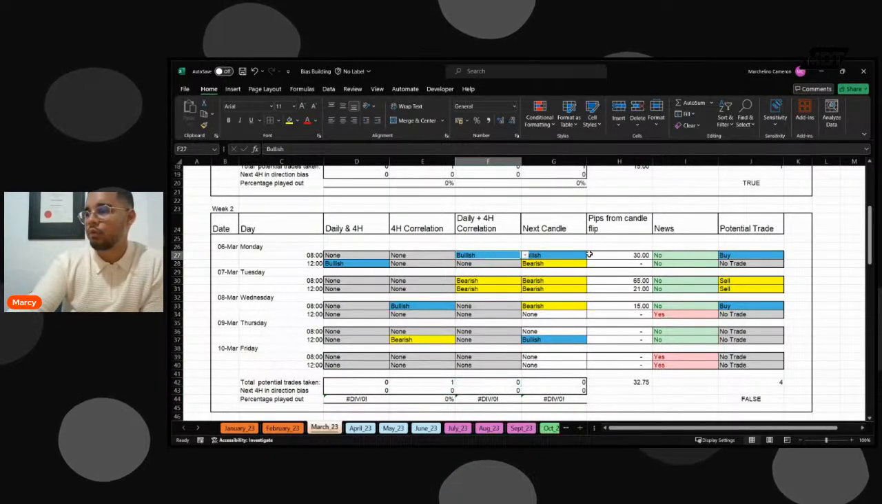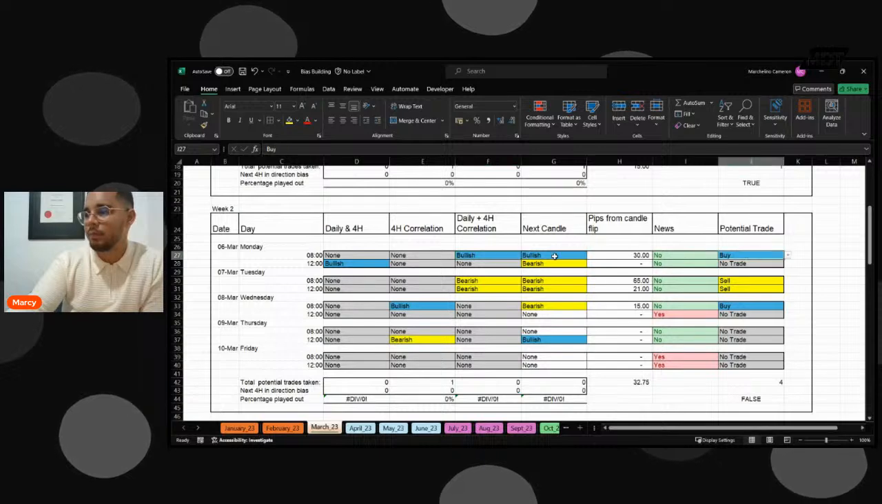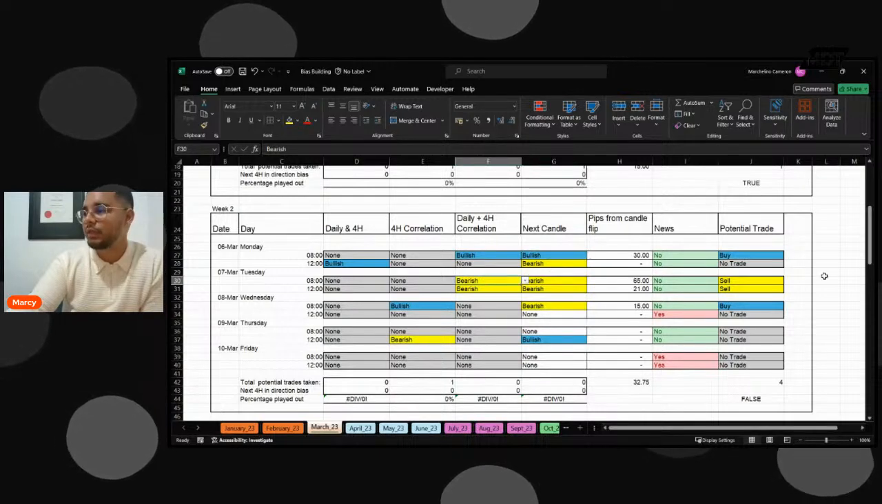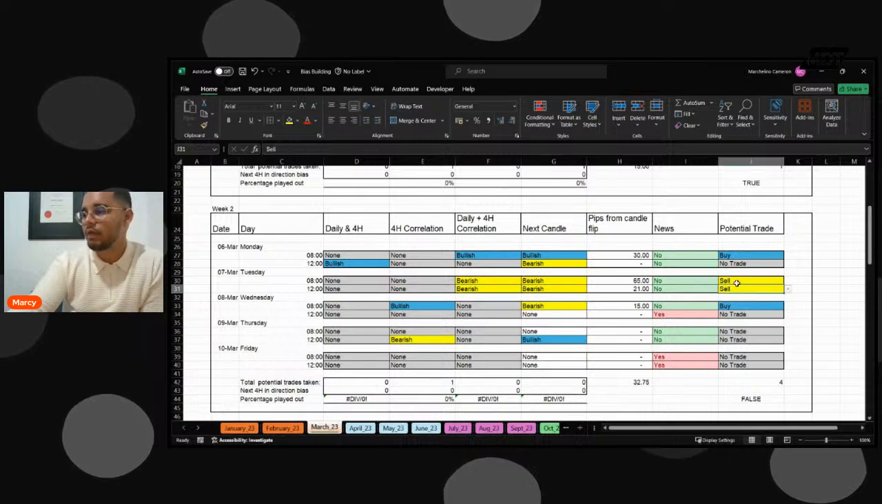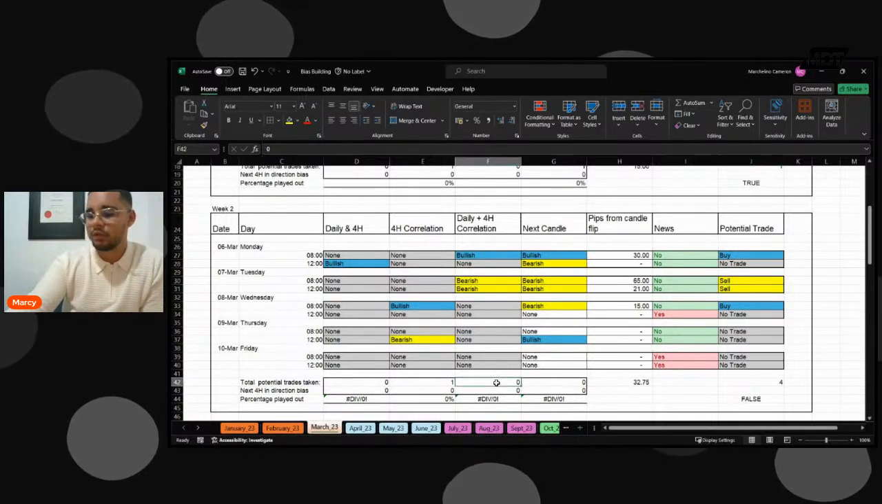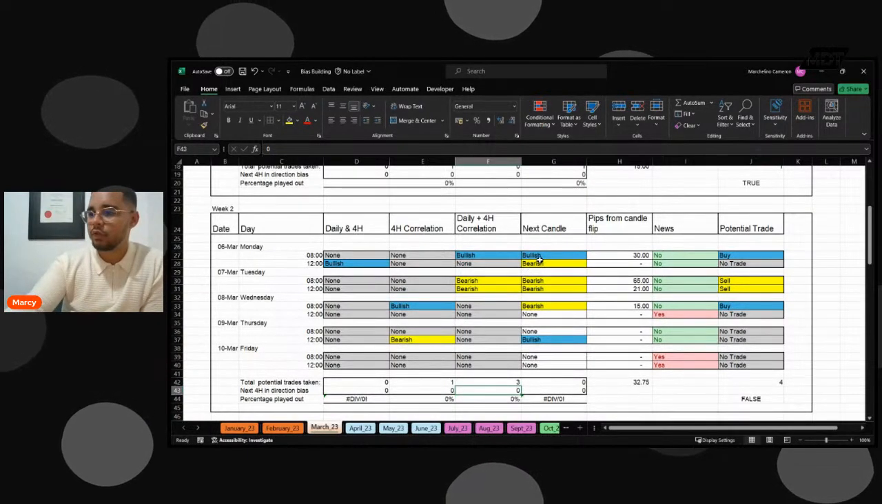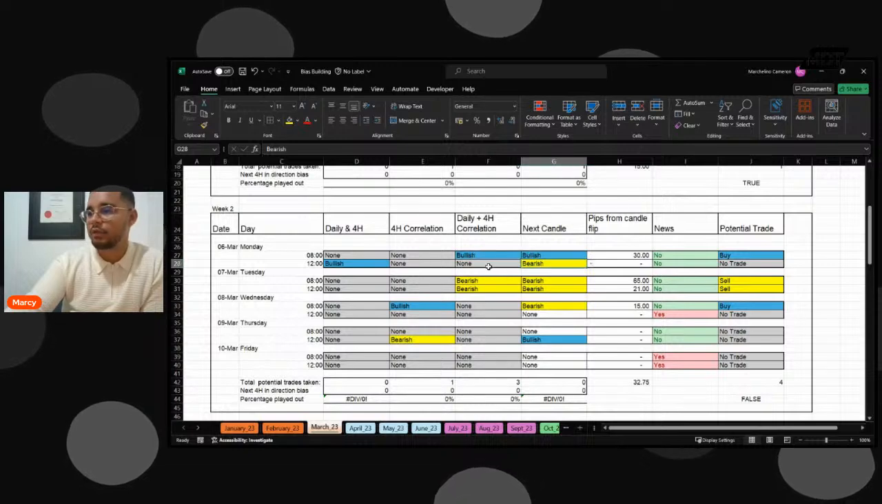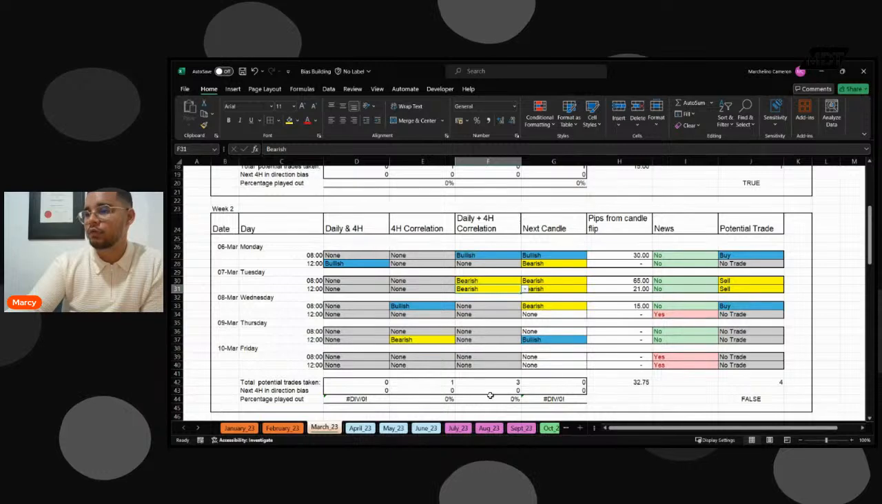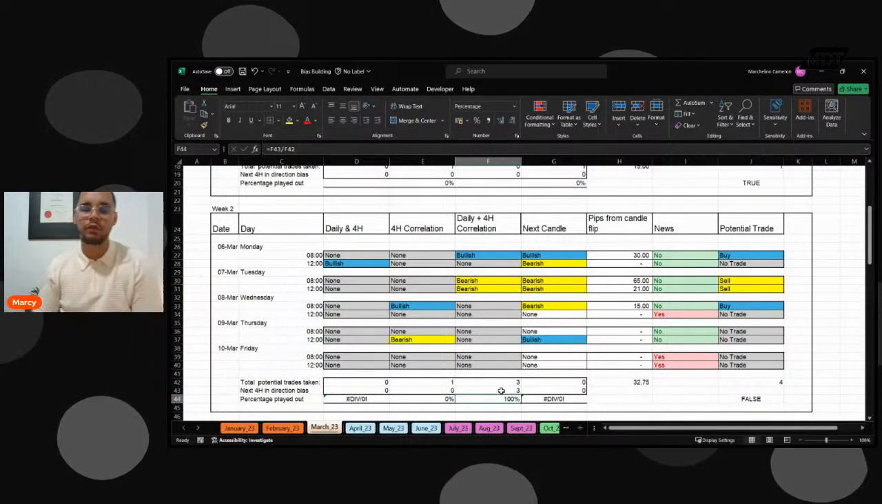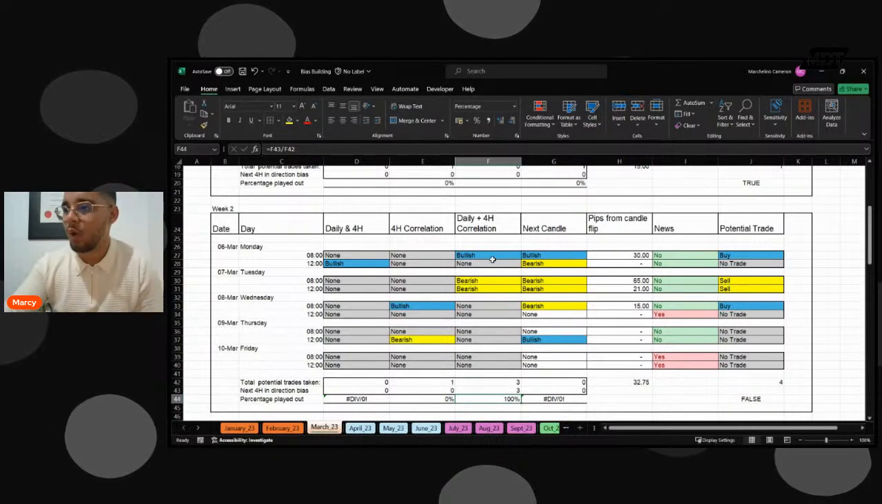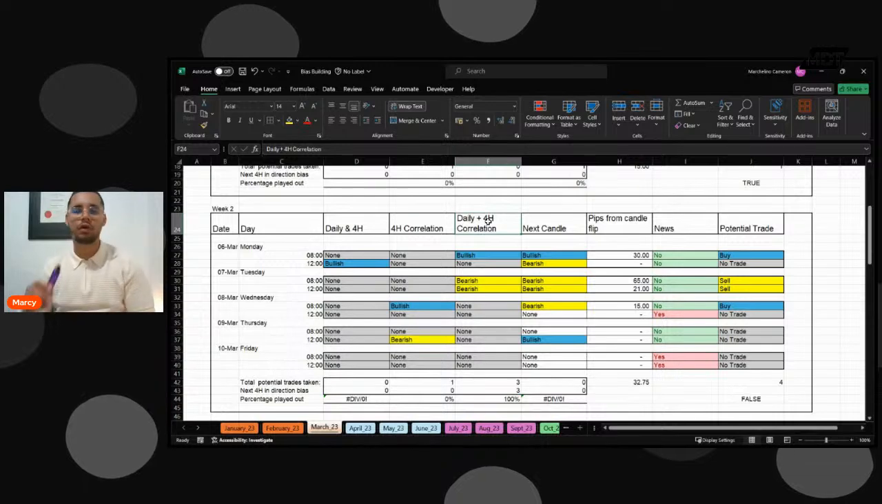Now when we get here, would we have taken this? Yes, buy. Perfect. Would we have taken this? Yes, sell. Would we have taken this? Yes, sell. So we would have taken 3 trades, and how many would have played out? This played out perfectly. That wasn't a trade. That played out. That played out. So 3 of 3. And as I mentioned, once again, 100% for the daily and the 4H correlation.